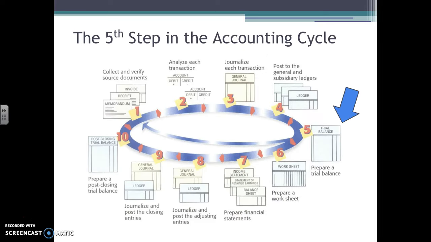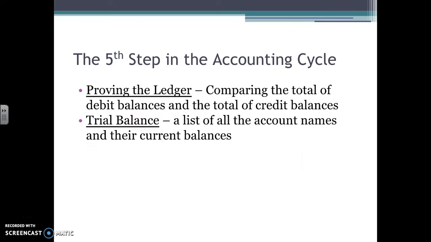The fifth step in the accounting cycle is preparing a trial balance. This is where we list all of the accounts in our ledger and determine whether or not our debits and our credits are equal. Constructing the trial balance, also called proving the ledger, means comparing the total of the debit balances to the total of the credit balances.